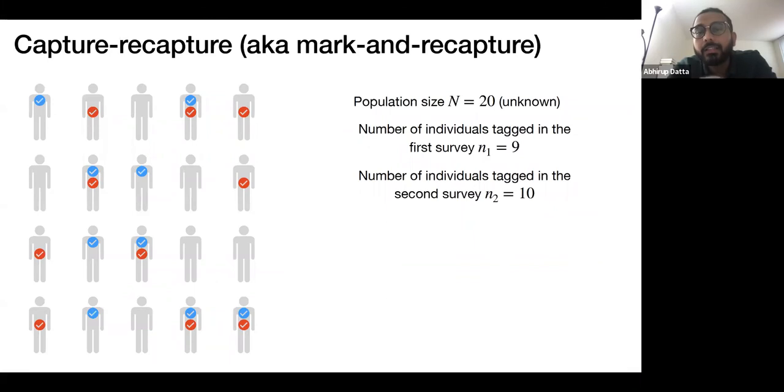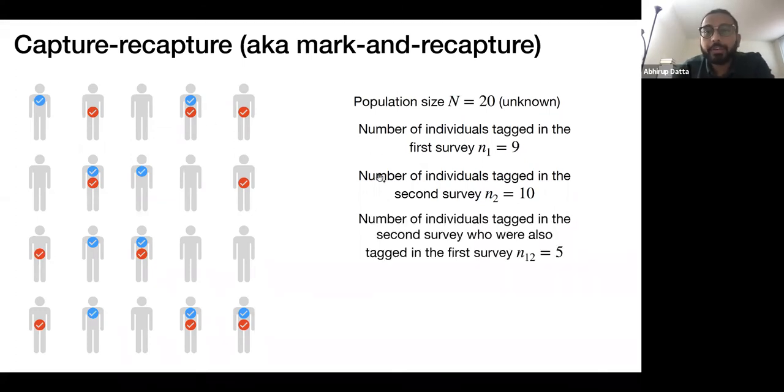And in the second survey, they check whether the individuals that are being captured or tagged in the second survey were also tagged in the first survey. So here we have individuals that were in the first survey but not in the second survey, who were just in the second survey, in neither of the surveys, and in both the surveys. So we have all this type of recapture history of the individuals.